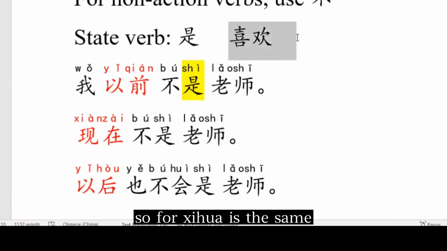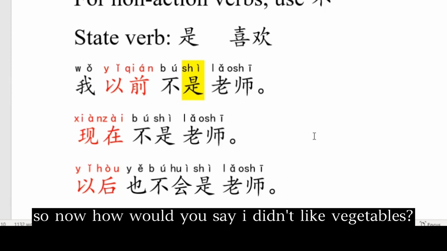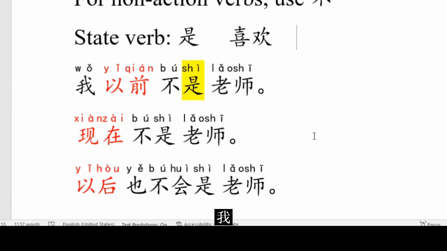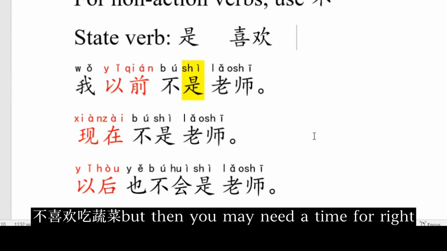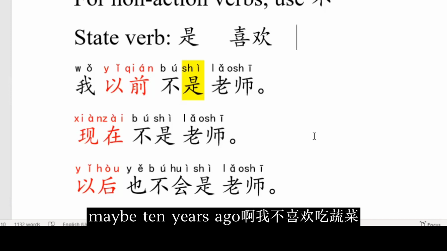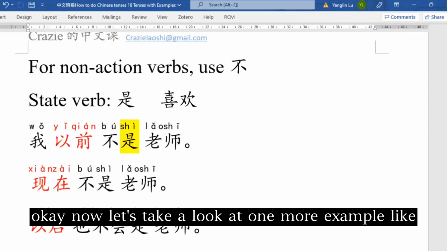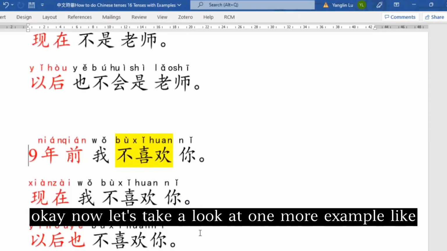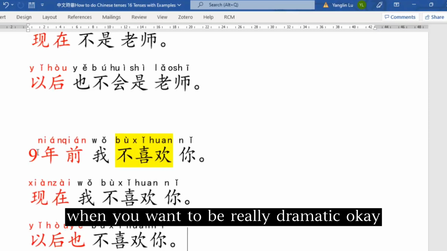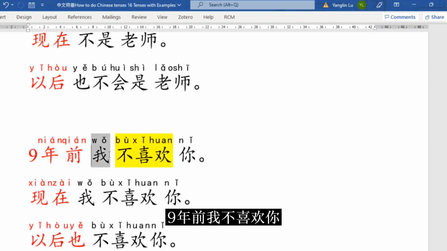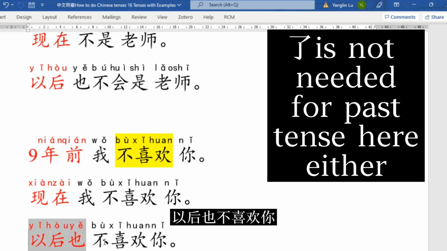So 喜欢 is the same. So now, how would you say, I didn't like vegetables? 我不喜欢吃蔬菜. But then you may need a time phrase, right? Maybe 10 years ago, 我不喜欢吃蔬菜. Make sense, right? Okay, now let's take a look at one more example, like when you want to be really dramatic. Okay, 9年前我不喜欢你. 现在我不喜欢你. 以后也不喜欢你.